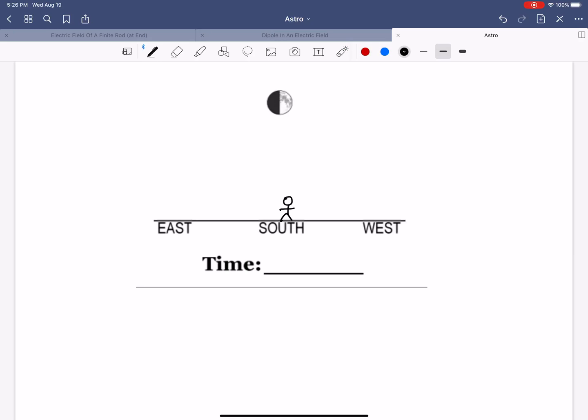It's your job to determine from the phase and where it is in the sky where the sun is, and thus what time of day it is. Because that's how we determine the time of day, right? From where the sun is in the sky, not from where the moon is. So to start, think of the moon and the sun moving in some arc. It's rising in the east and it sets in the west.